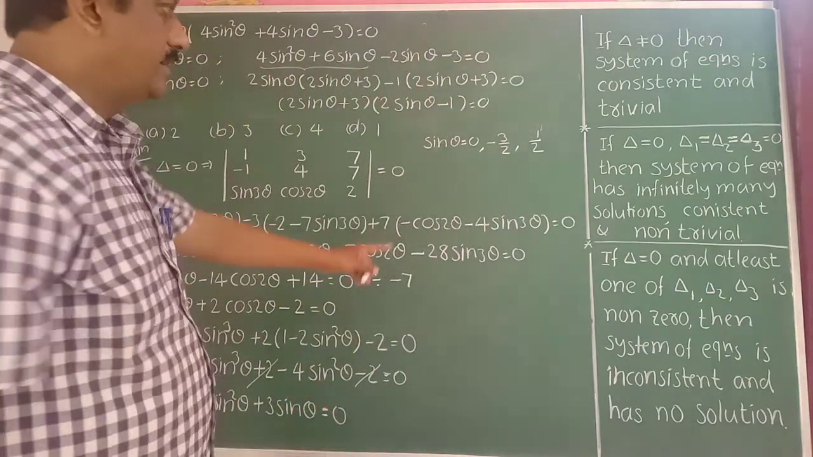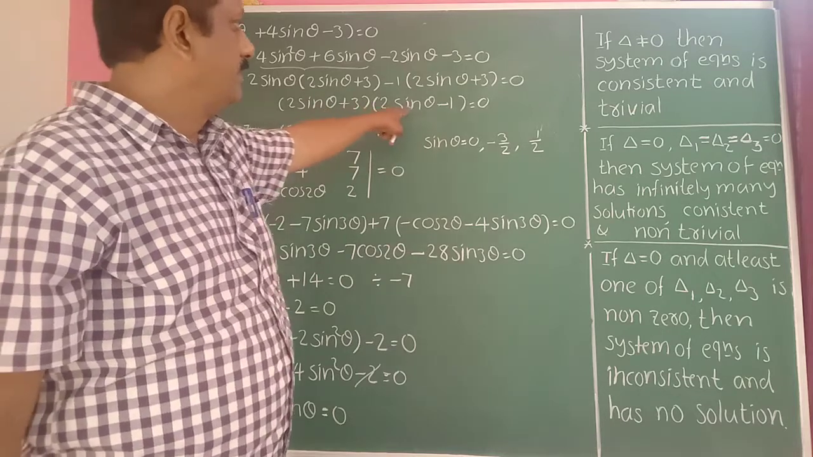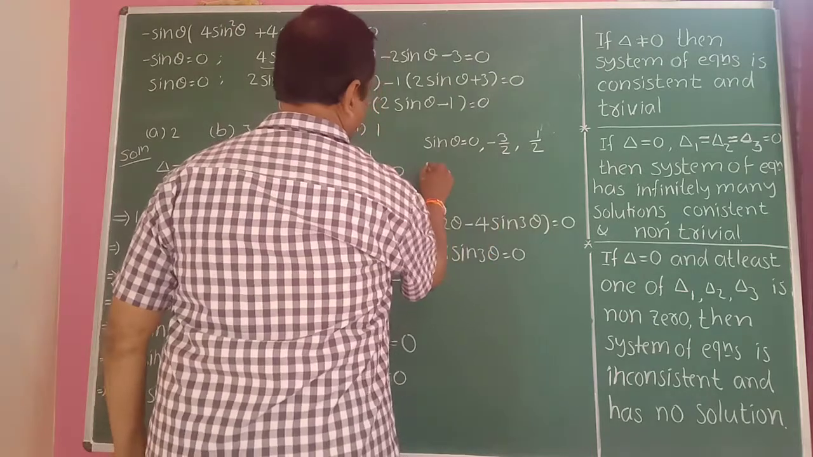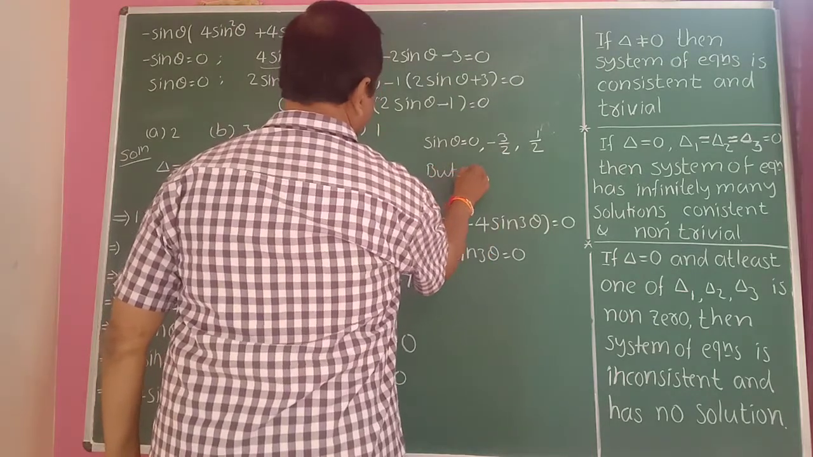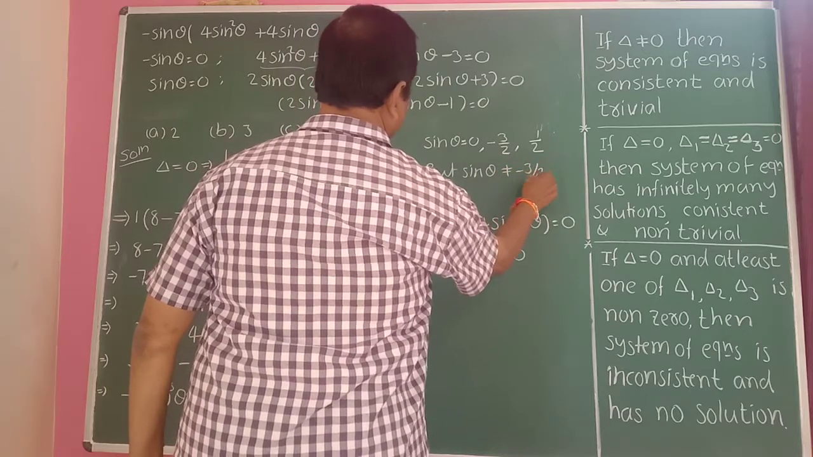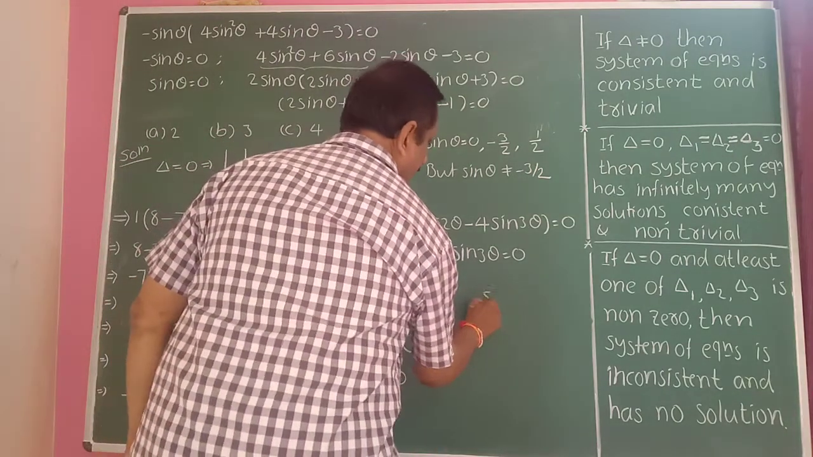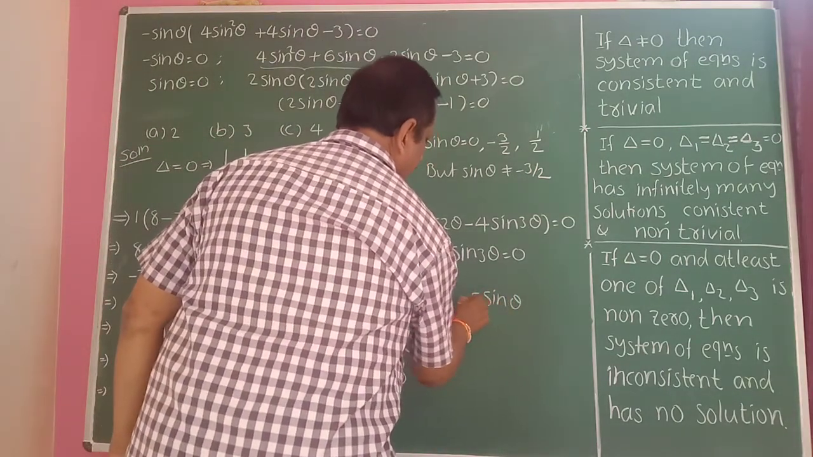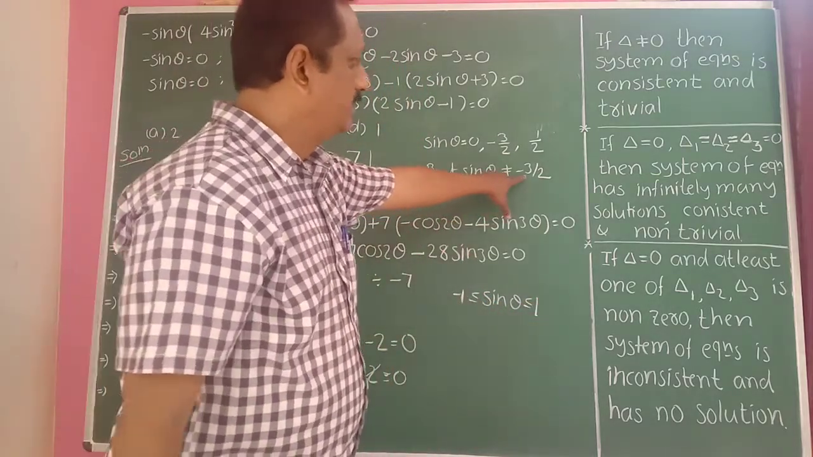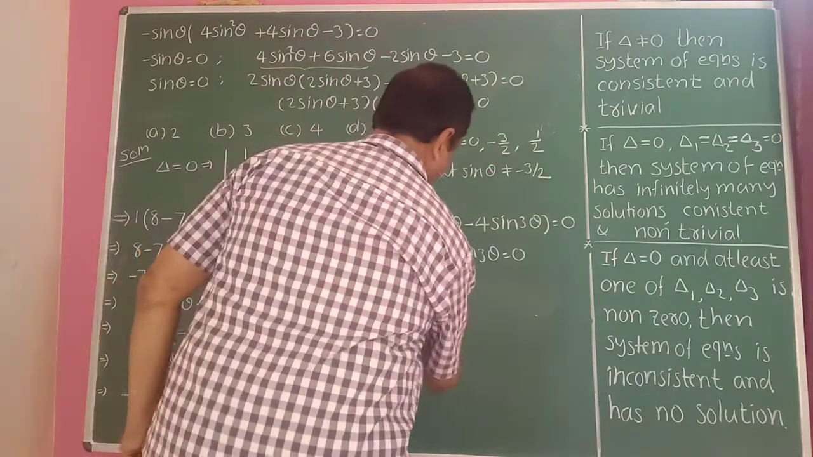Okay. Sin theta is 0, sin theta is minus 3 by 2, and sin theta is equal to 1 upon 2. But this value is not possible, sin theta is not equal to minus 3 divided by 2, because sin theta is always in between minus 1 and plus 1. Therefore, minus 3 upon 2 is not possible. So take only 0 and 1 upon 2.